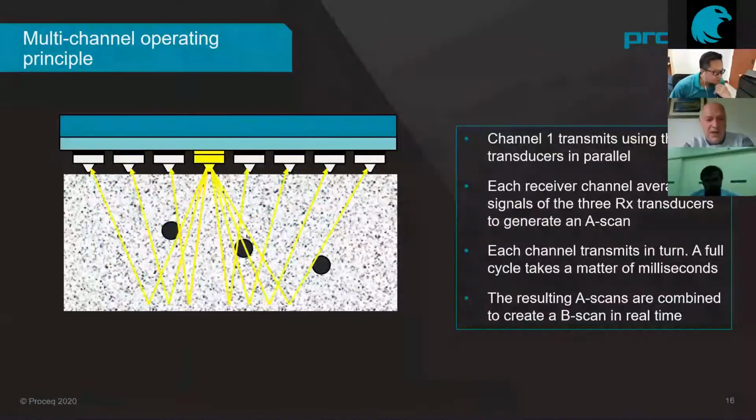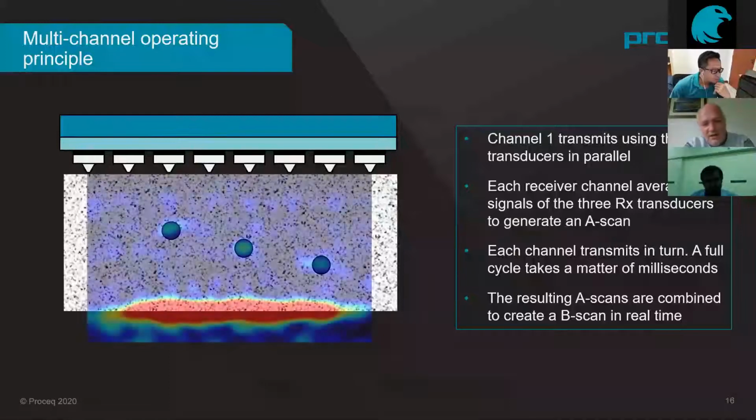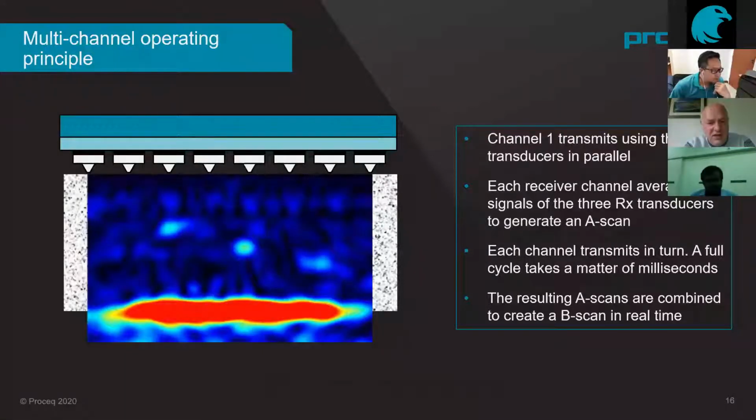The principle is like this: 1 channel transmit and the other 7 receive, and then it cycles to the next channel. That one transmits and the others receive, and it runs through this whole cycle in a matter of milliseconds, much faster than you saw there. Basically, as soon as you touch the transducer to the surface, you see the image, and you see it in real time.